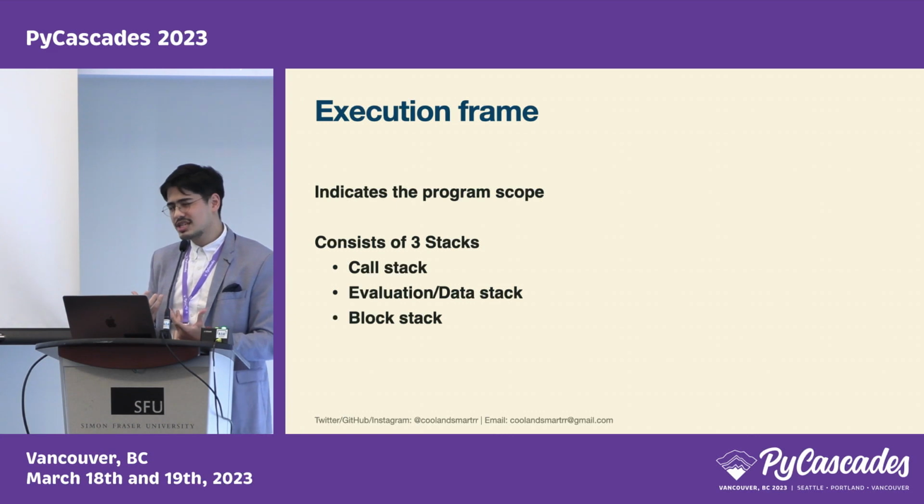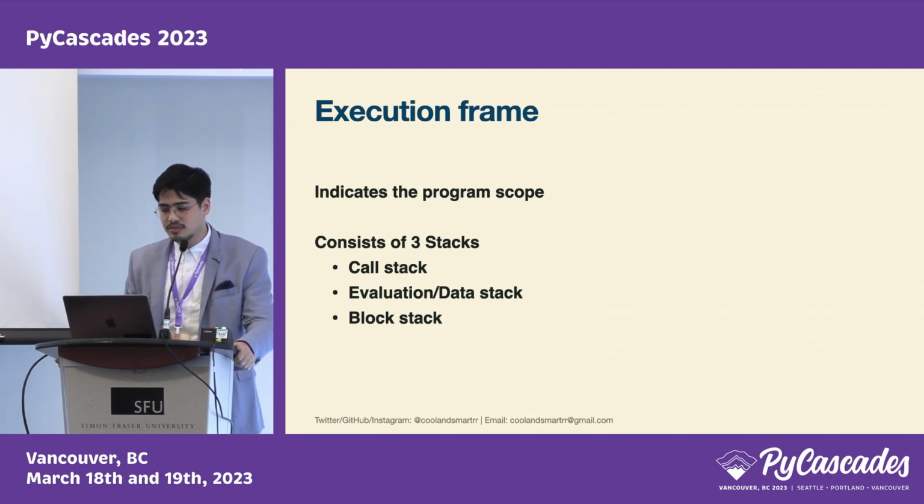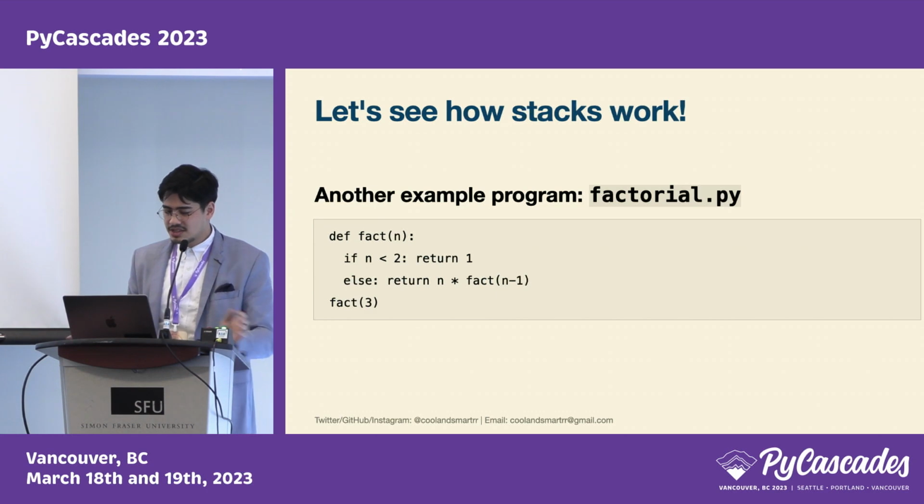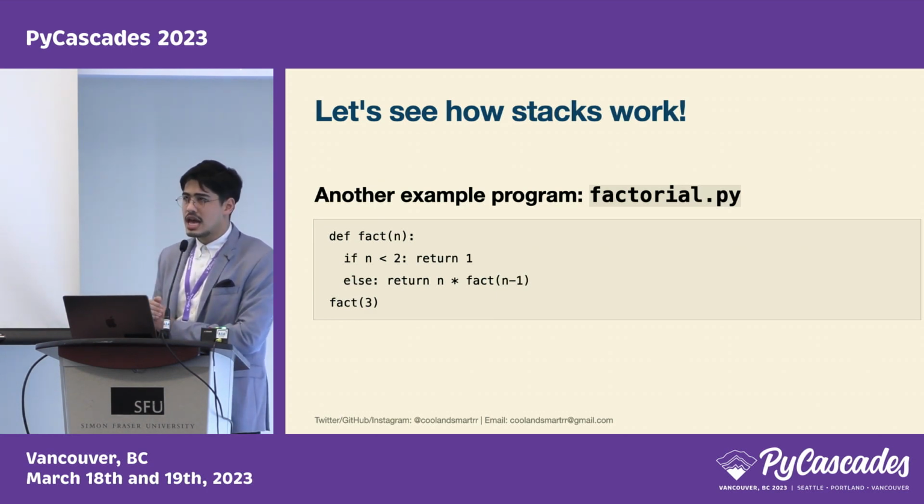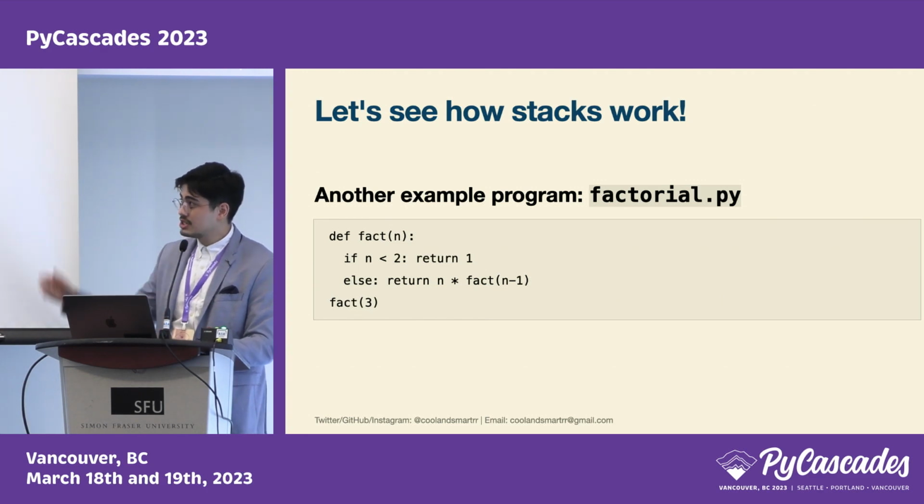We should also introduce the notion of an execution frame. It indicates the scope of a program. There's three kinds of stack in the execution frame. There's a call stack, there's the evaluation and data stack, and there's a block stack. So let's see how stacks work. Another good program to demonstrate this would be a factorial because it's recursive. Here we have the base case, and then we have the recursive instruction. So let's work that with the factorial 3.